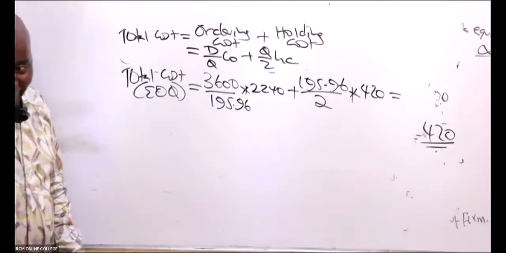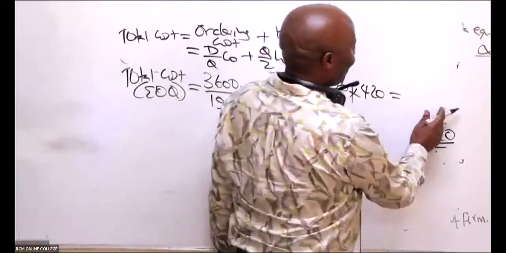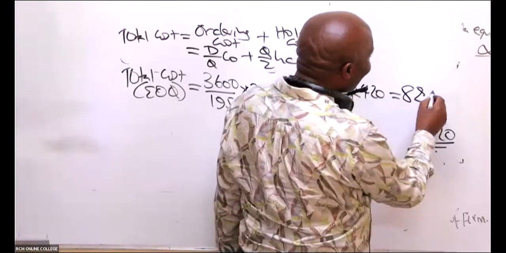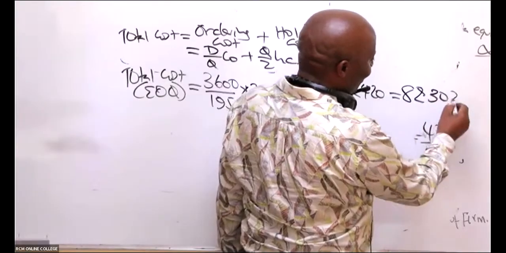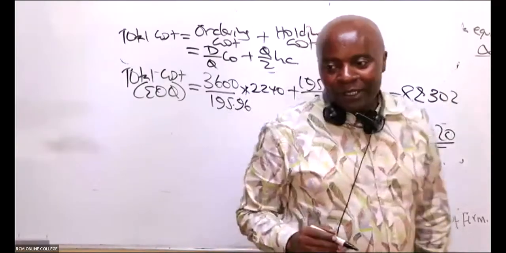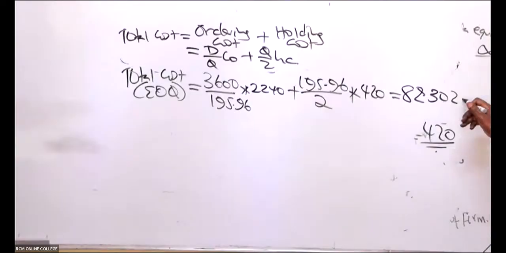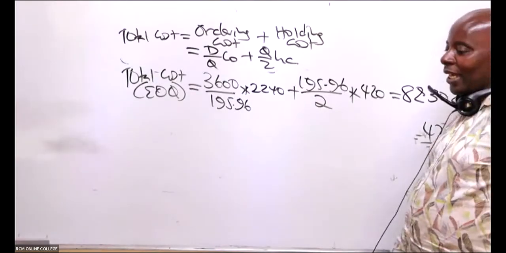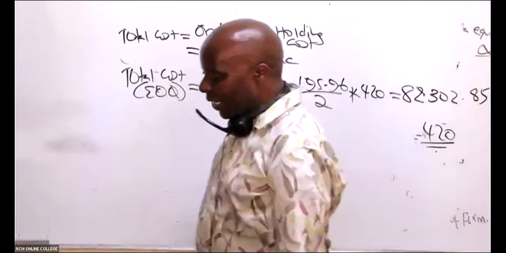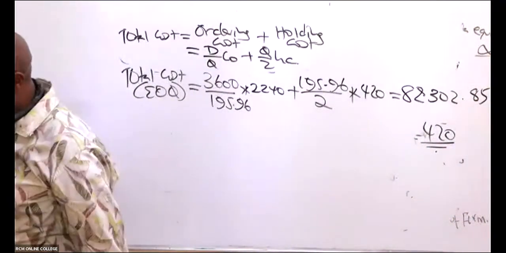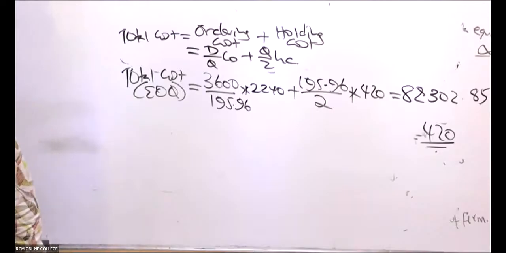An ugly number, right? 82,302 point something, 0.85. The online guys, I can't see your contributions in this. At least Ken has been able. Jennifer, thank you so much.